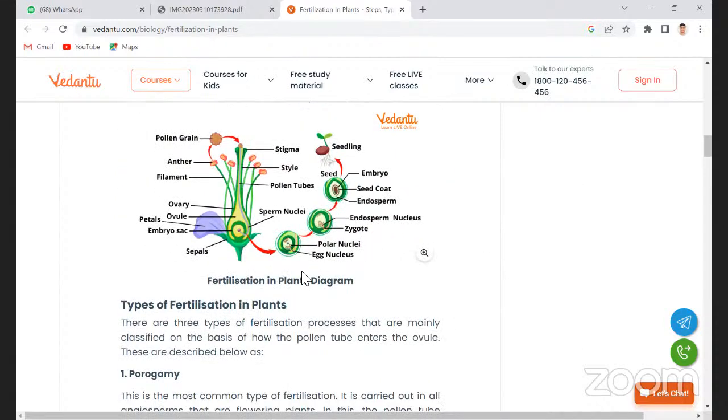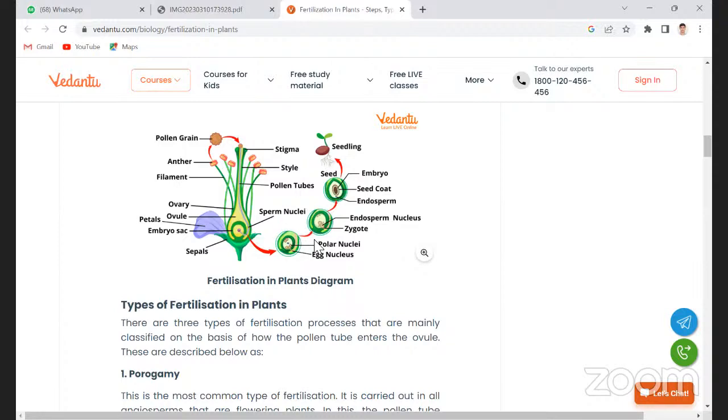So these are the fertilization. You observe that these are the diagram of pollen grains, anther, filament, and ovary, ovule, and petals. It is the embryo sac and sepals. This is the stigma, this is the style, this is the pollen tube, this is the sperm nuclei.